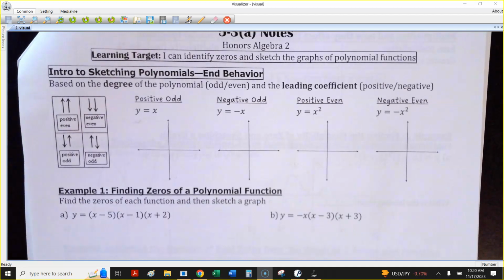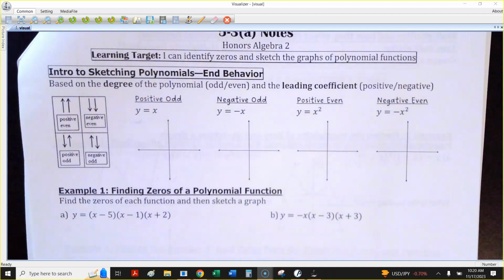4 different ways that can look, but the end behavior is what's going on to the far left of the graph and what is going on to the far right of the graph. And there are 4 different possibilities. Those possibilities are based on the degree, which is just the highest power of your variable that you've got in your polynomial, and whatever the leading coefficient is.